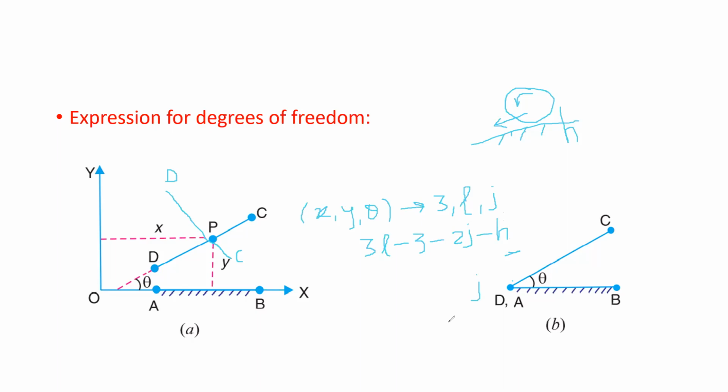Okay, so then we get this formula: 3L minus 3 minus 2J minus H, to calculate the degrees of freedom. If you want to calculate the degrees of freedom of any mechanism, you can use this formula. For that you need to know how many links are there, how many joints with single degree of freedom are there, and how many joints with 2 degrees of freedom are there. Okay, so I will go forward.